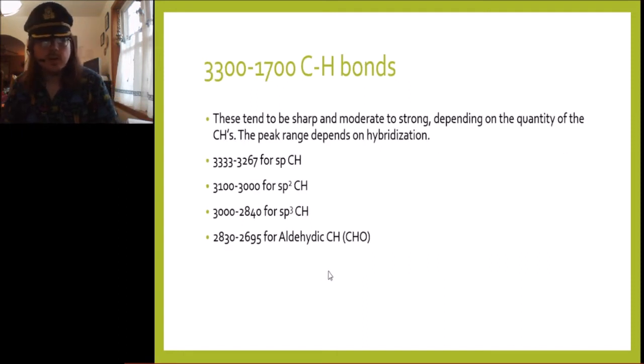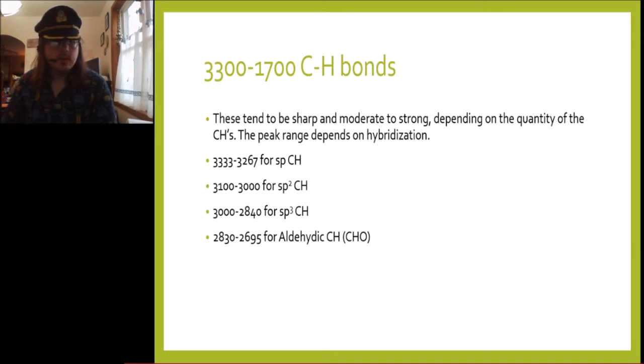Now for carbon, you can almost always see a CH bond. The most common one you'll see is sp3 hybridized, which is 3000 to 2840. So 3000 to about 2850. One thing is 3000 is a nice sharp cutoff. Everything above 3000 is indicative of a double or triple bond, a pi bond of some kind. So 3100 to 3000 is sp2 hybridized, and 3267 to 3333 would be sp hybridized.